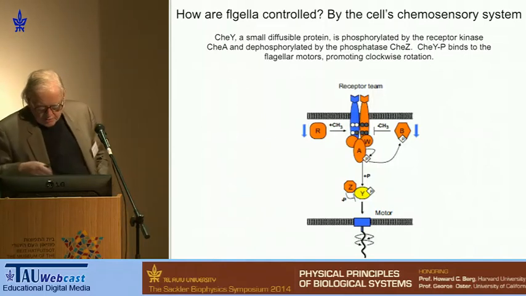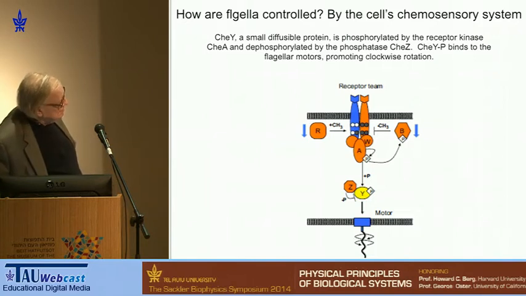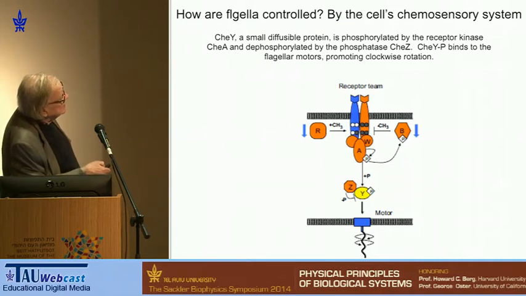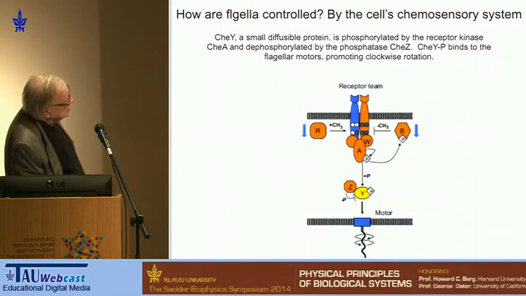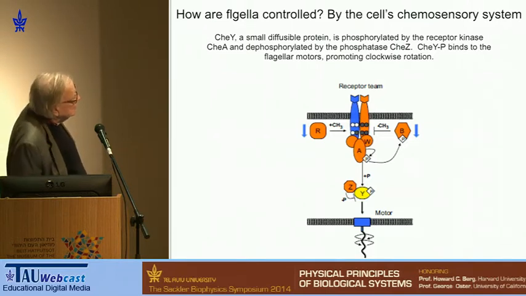So a lot is known about the biochemical network that controls the direction of rotation. You have clusters of receptors embedded in the inner membrane that stick out into the periplasmic space. They control the activity of a kinase, which gets phosphate from ATP and puts it onto a signaling molecule, also called a response regulator, Y, the yellow guy. When YP is formed, it binds to the motor and promotes clockwise rotation, or tumbling behavior.